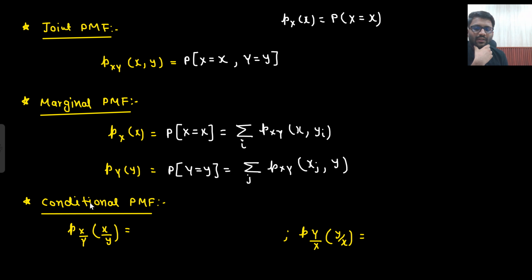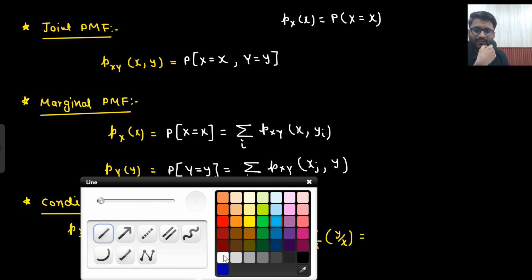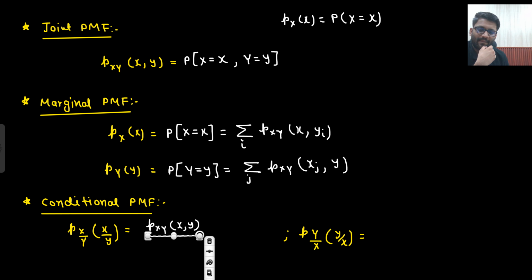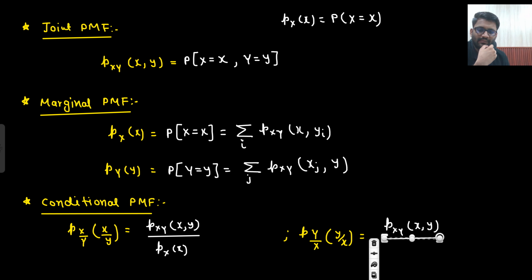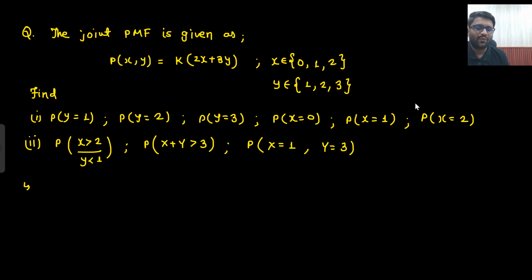What about this one? Conditional PMF. Conditional PMF would be the joint PMF of x comma y divided by the marginal PMF. Well and good. Very simple thing. So forget about this slide. You don't even need to revise this slide. You will directly revise this question.